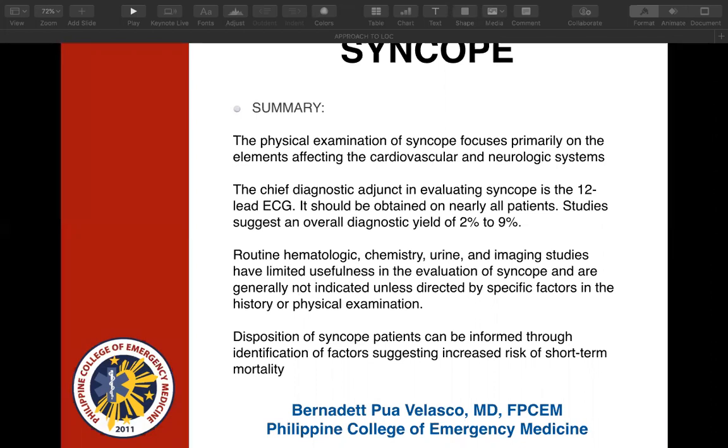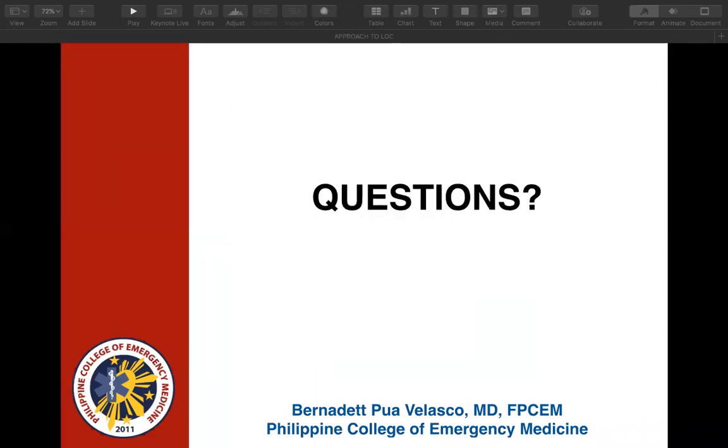Lastly, disposition of the syncope patient can be informed through identification of factors suggesting increased risk of short-term mortality. If you think the patient is not stable enough to go home, you admit the patient. If the patient is young, no comorbids, and stable upon presentation in the emergency department and all throughout the observation inside the emergency department, we can send that patient home. So that's the end of our lecture on approach to syncope.